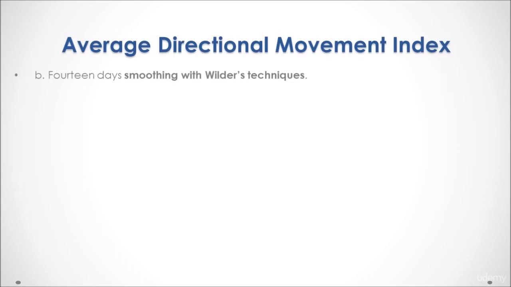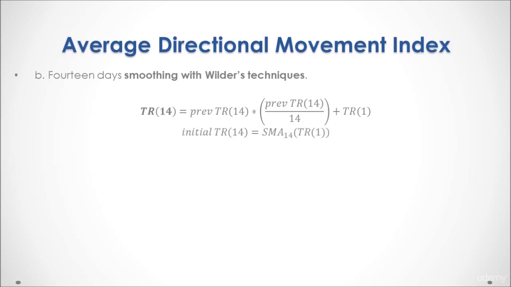B. 14-day smoothing with Wilder's techniques. First, we have the corresponding true range for 14 days, which is equal to the previous 14 days true range multiplied by the previous 14 days true range divided by 14, and then we add the corresponding daily true range. For our initial 14-day true range, it is equal to a 14-day simple moving average of daily true ranges.